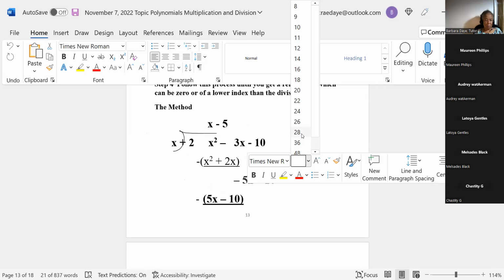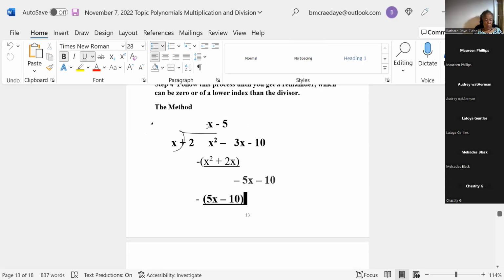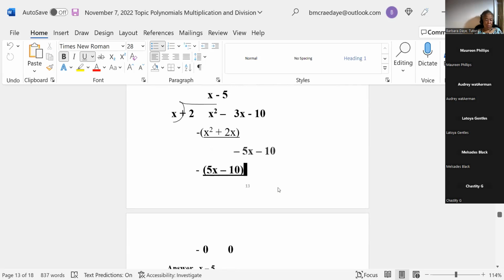Okay. Put it here. All right. So x times x is x squared, x times 2 is 2x, and 2x minus 3x is a minus x, and then you bring down the minus 10. Then you do the division again. x into the minus 5x is a minus 5. Minus 5 times x is minus 5x, and minus 5 times plus 2 is a minus 10. So you end up with 0 as your remainder.